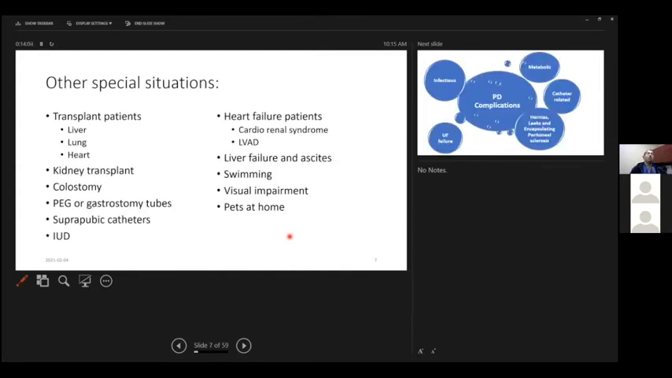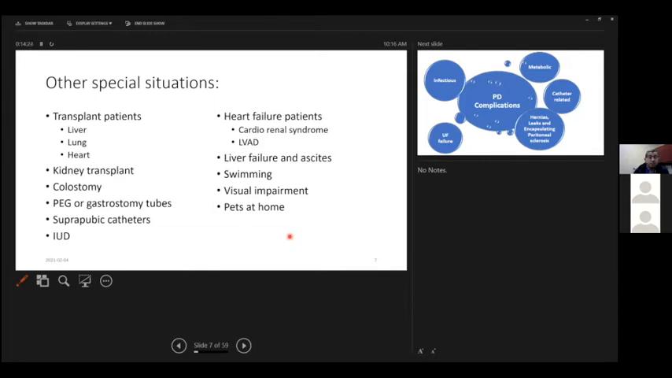Now, those are the only two slides that I could gather because of the long talk. There's so much to talk about diabetes in the PD. But I'm going to talk further about a few other situations in which PD can be used successfully. You can definitely use PD in patients with liver transplant, lung transplant, and heart transplant.